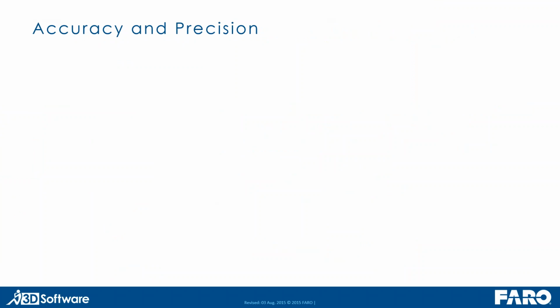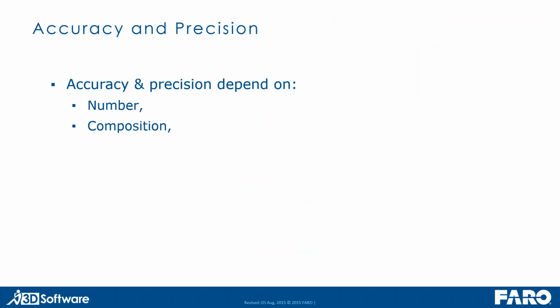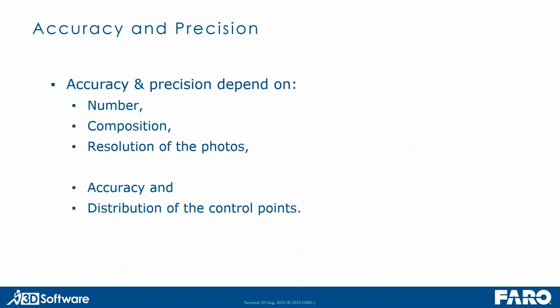Finally, let's talk about accuracy and precision, because that will be interesting for you as well. Accuracy and precision of the results do depend on, first, the number, composition, and of course resolution of the photographs you are taking, and as well of the accuracy and the distribution of the control points you are measuring with your total station. So these things are very important and influence the results.